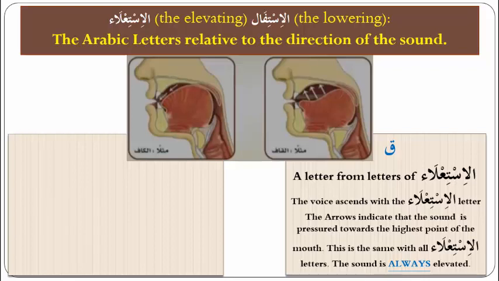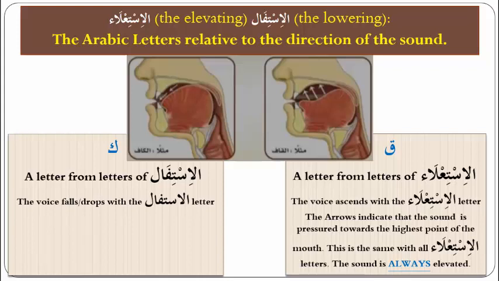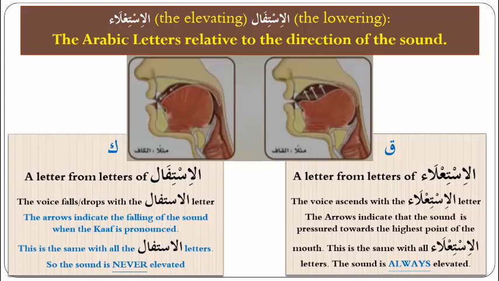The sound is always elevated, pushed and pressured towards the highest point of the mouth. Kaf is a letter from the letters of istifal. The voice falls or drops with the istifal letter. The arrows indicate the falling of the sound when the kaf is pronounced. This is the same with all the istifal letters. So the sound is never elevated.